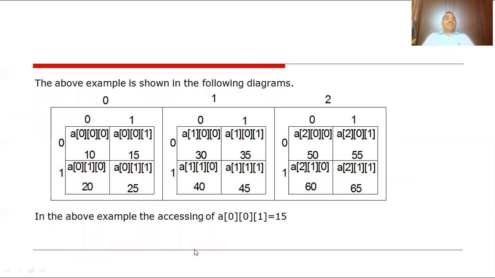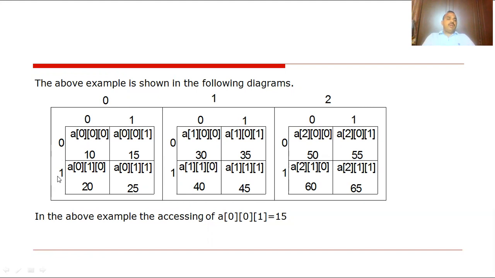Clear? This is an example for a multi-dimensional array. Here 0, 1, 2 up top. These are the columns. Each column is divided into 2, 2. 2 rows and 2 columns. Here 0, 0, 0 value equals 10. Here 0, 0, 1 equals 15.